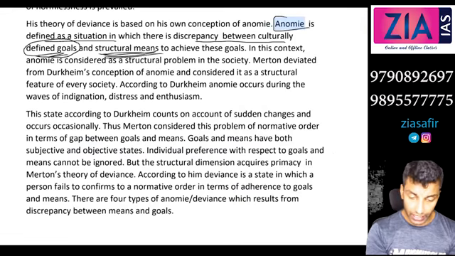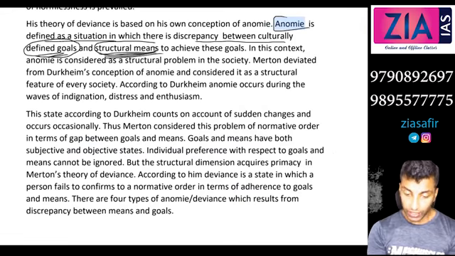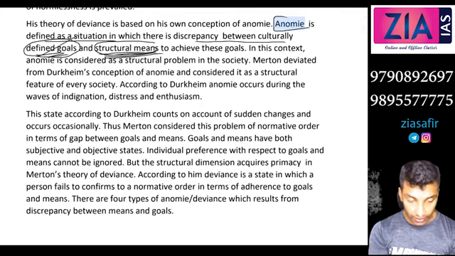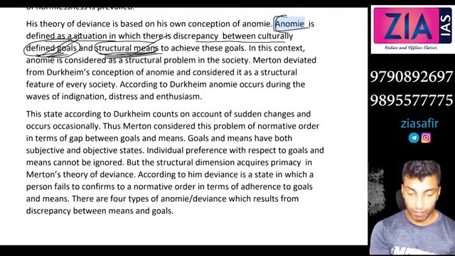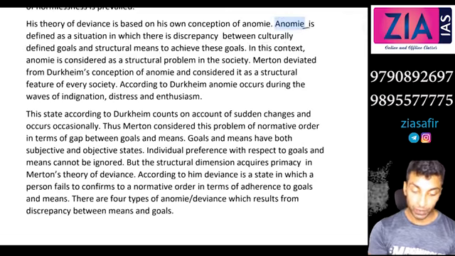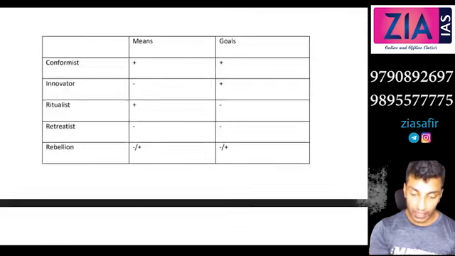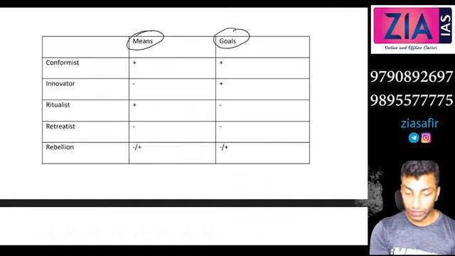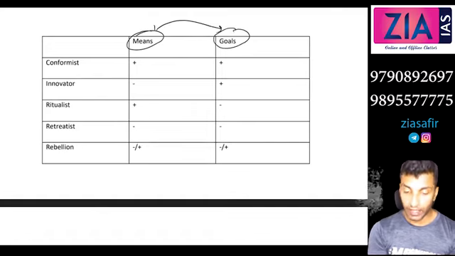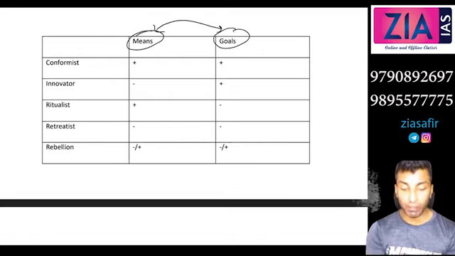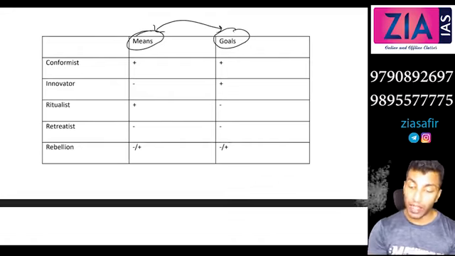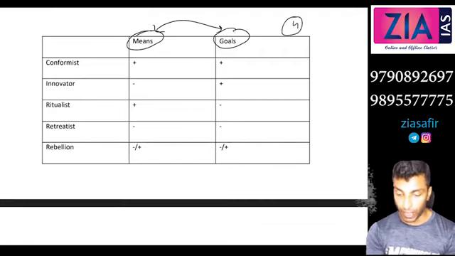There are structural means to achieve these goals. So there are certain goals and there are certain means to achieve the goals. Okay, so if there is a discrepancy between these means and goals, then that situation is what you call as anomie. Now you can see here there are means, there are goals. So between them, if there is a problem, then that situation is what you call as anomie. There should be a discrepancy between means and goals. That is what anomie is, and there are 4 different possibilities of anomie.